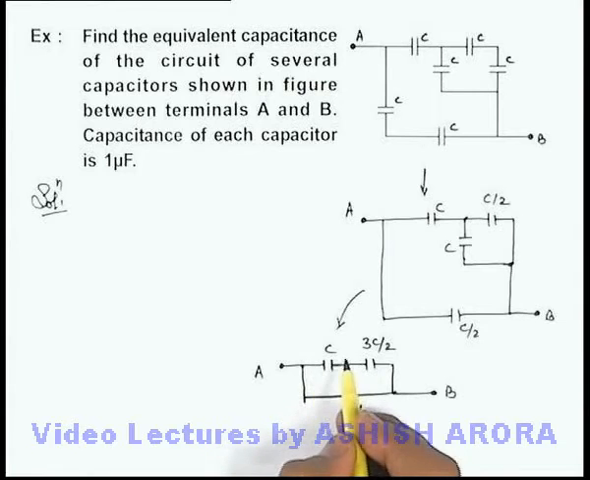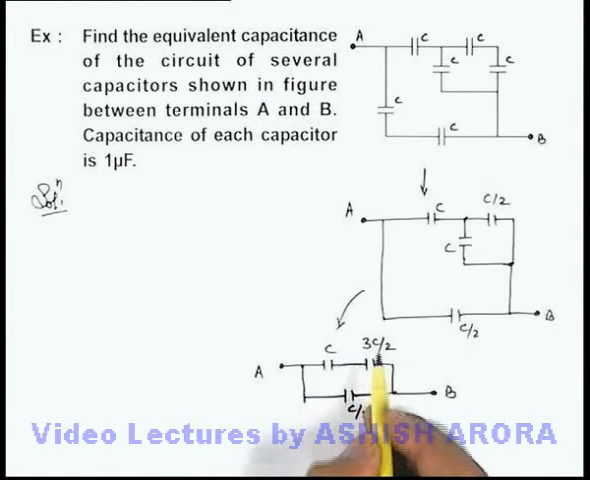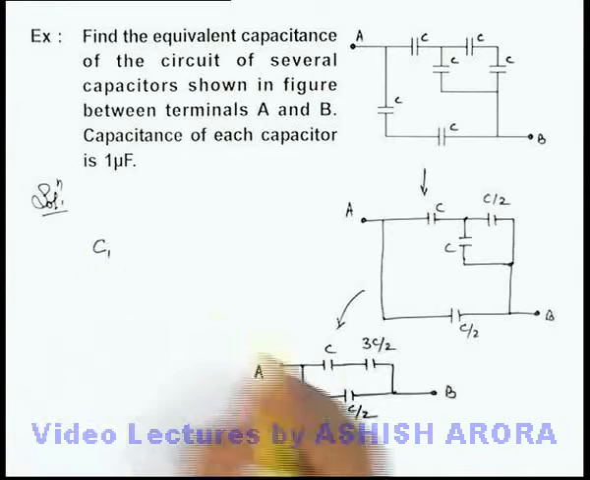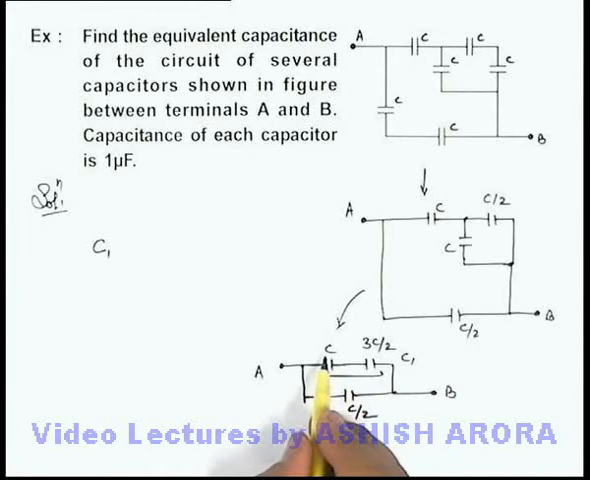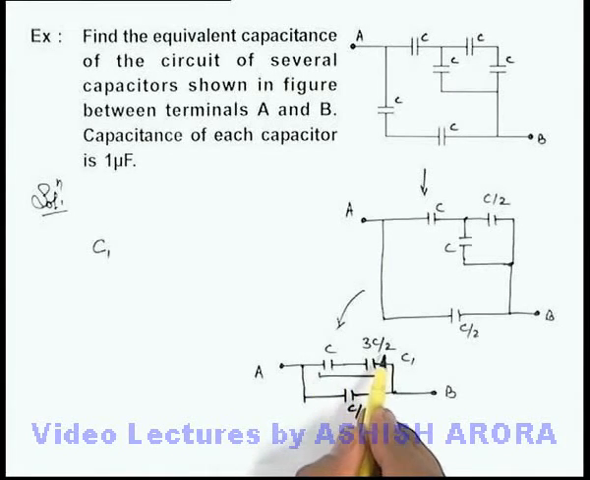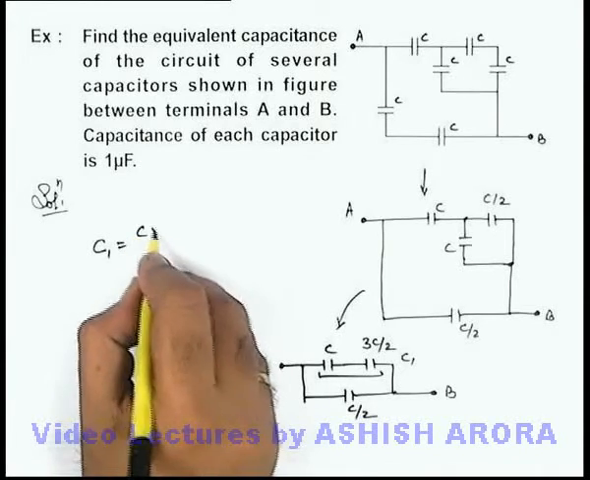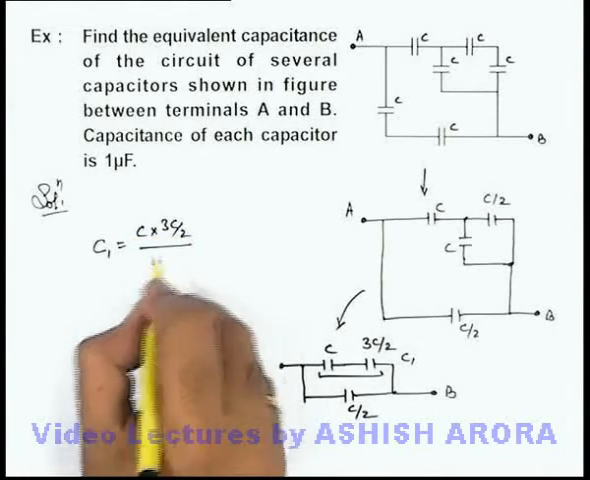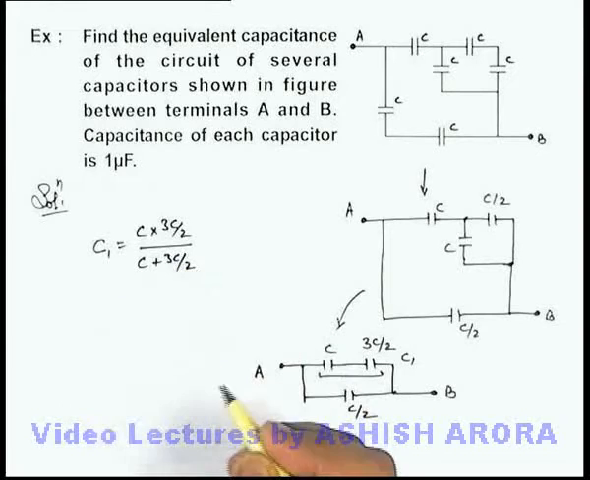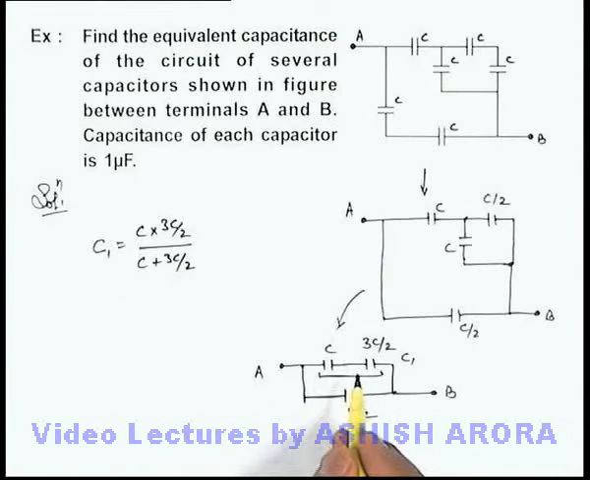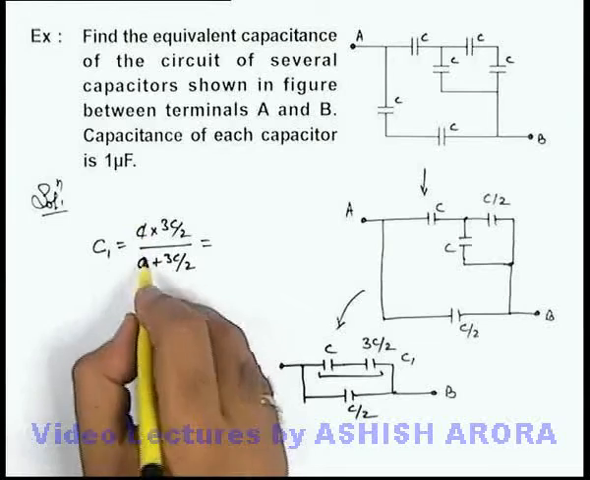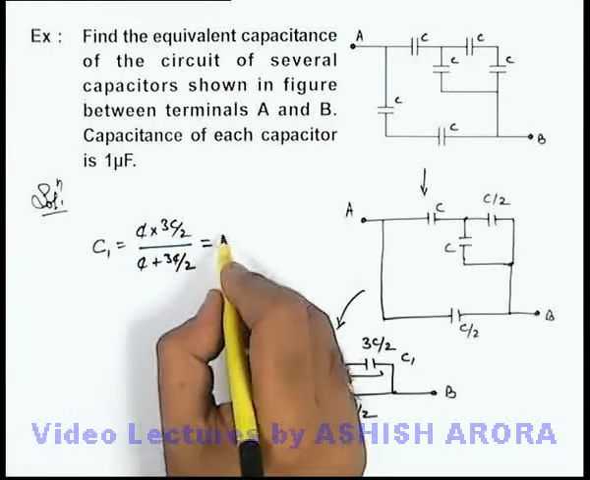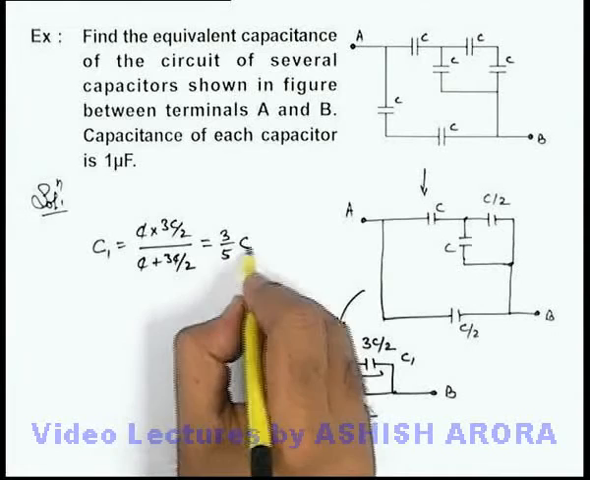So it can be further reduced by taking C and 3C by 2 in series, and this equivalent can be written as C1. This combination I am writing as a capacitor C1, which can be written as series combination of C and 3C by 2, which can be written as C multiplied by 3C by 2 upon C plus 3C by 2. Because when two capacitors C1 and C2 are in series, their equivalent capacitance is C1 C2 upon C1 plus C2. So here on simplifying we can see the C gets cancelled out, it is 3 by 2 upon 5 by 2. So it will be 3 by 5 C.